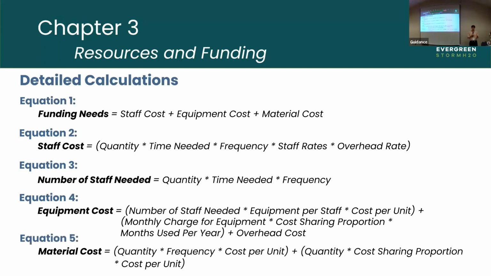And then the last equation is for materials. This is similar to the other formulas where we have quantity, frequency, and cost per unit. So maybe you send out E&O flyers a certain number of times per permit cycle. That would be representative of the first half of the equation, where you have just kind of like a one-time cost. And then the second half of the equation would be when you have a cost sharing proportion.